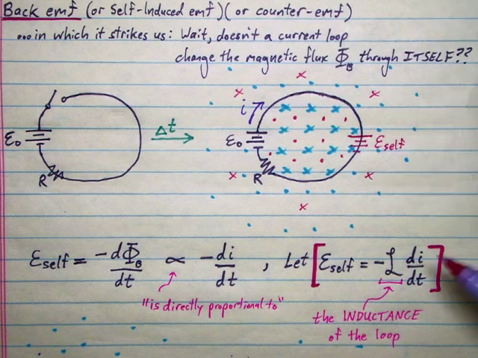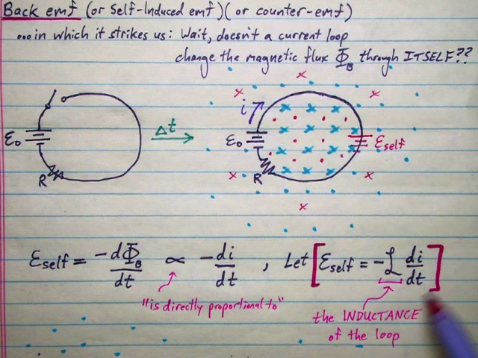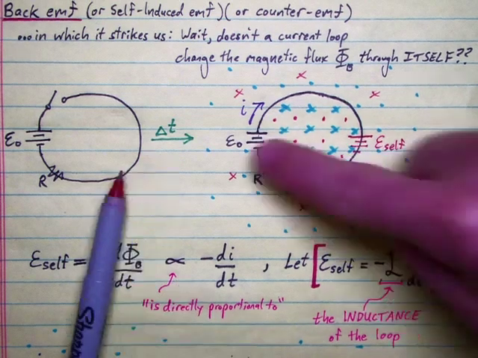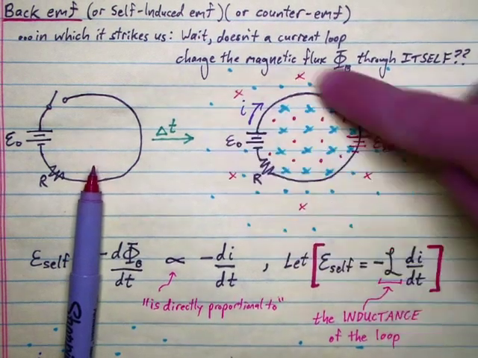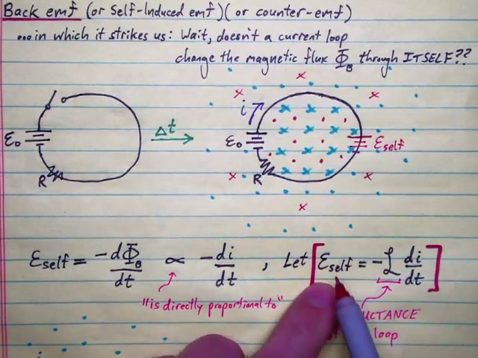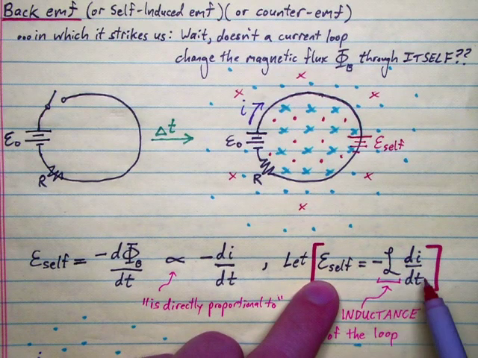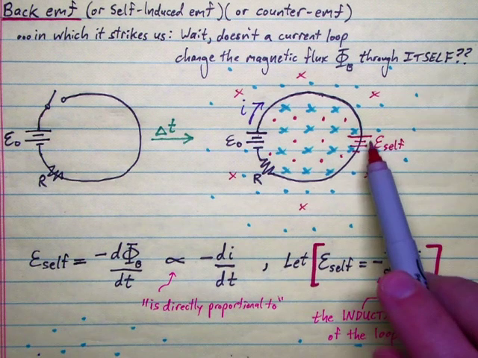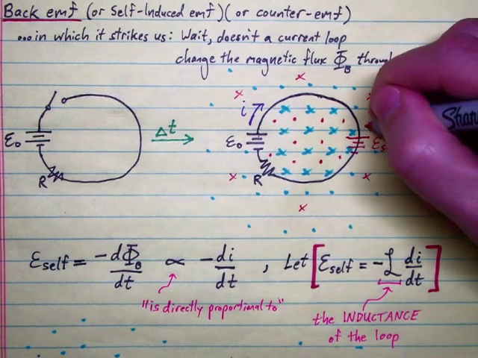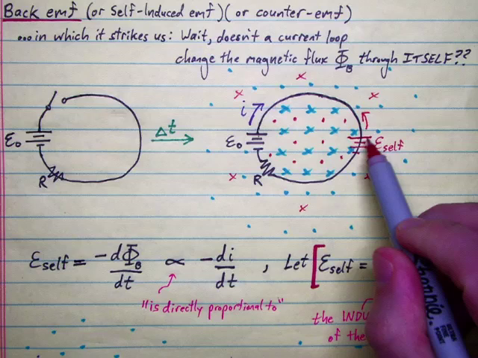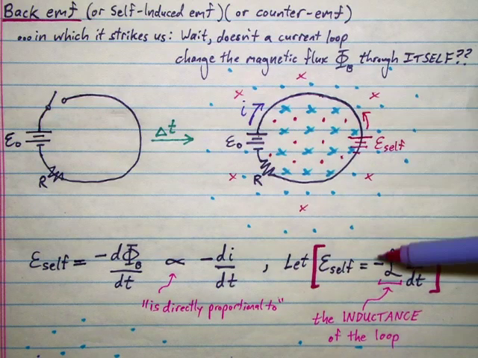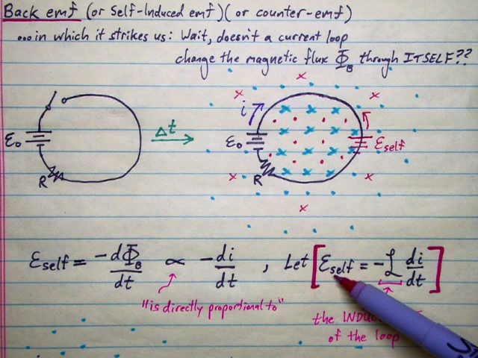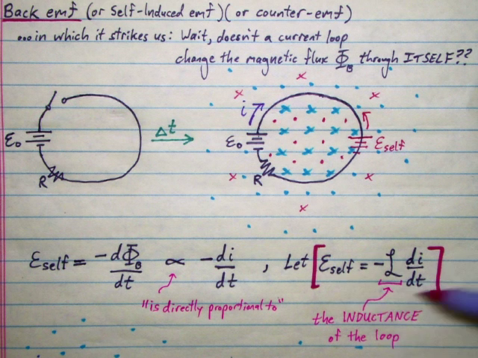Okay, looking at our equation here, if di dt is positive, if our current is positive, clockwise, and increasing, then the EMF is the opposite of that. So that opposite sign indicates that this self-induced EMF, this back EMF here, would be trying to drive a current opposite the current that we actually have. So that's the meaning of this sign here. Our self-induced EMF is opposite the rate of change of our current.